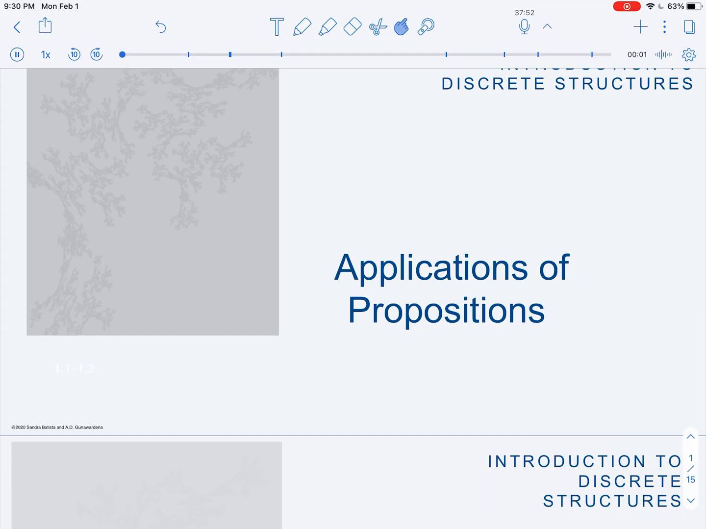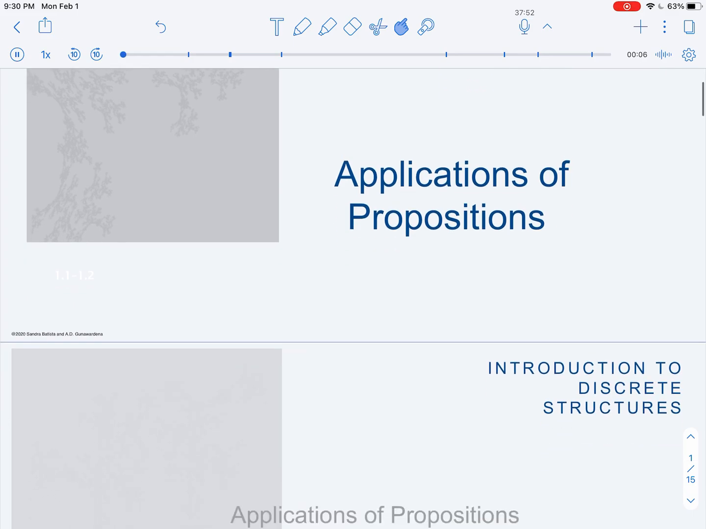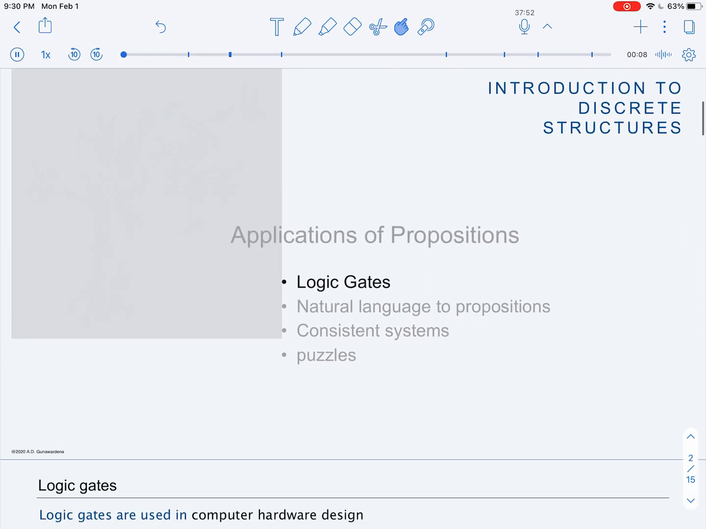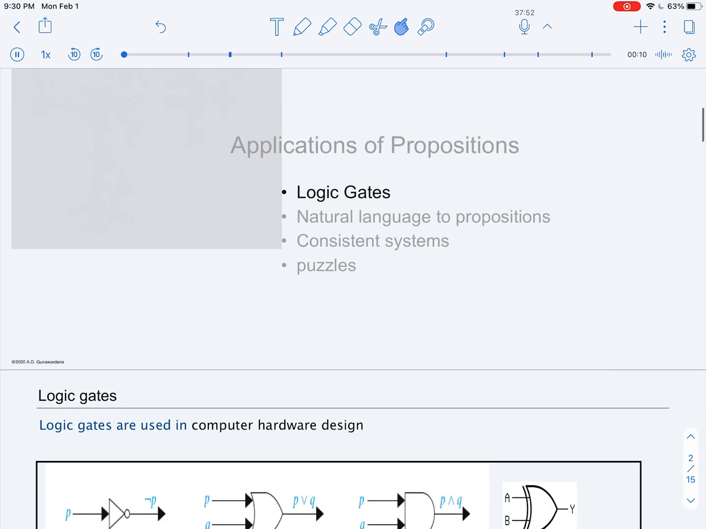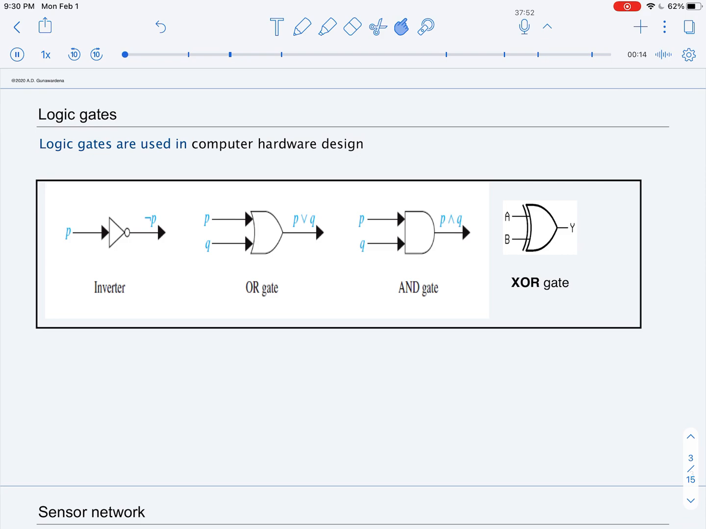In this video, we'll discuss some applications of logic. First, let's discuss logic gates. Now, it turns out that logic is used in computer hardware design, and we have gates that represent the logical operators. So an inverter gate is for negating its input.